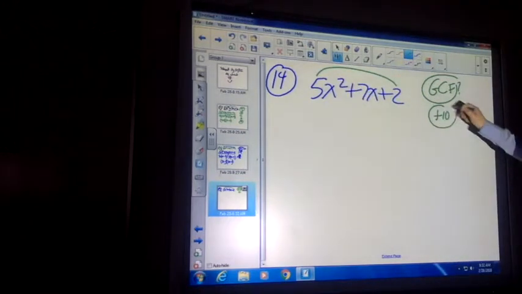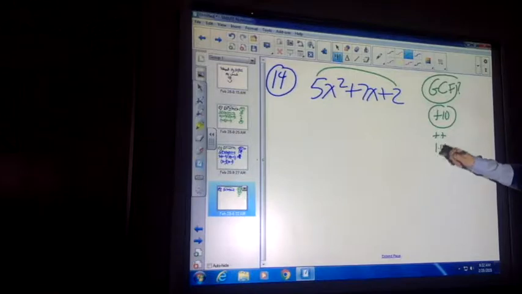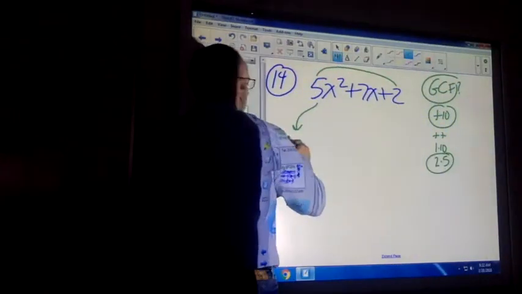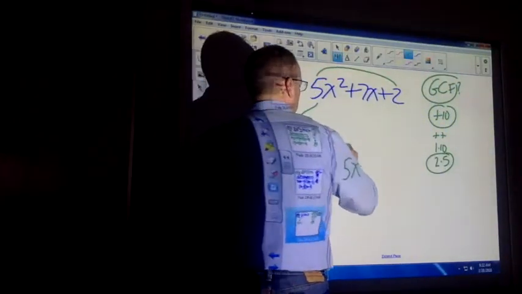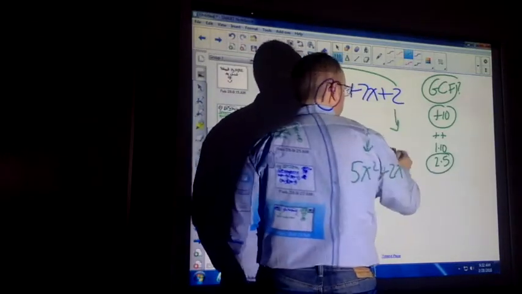So if it's positive 10, what can you tell me about the signs, and how do we know? They're both positive, because all of the signs in the problem are positive. So our factors of 10 are 1 times 10 and 2 and 5. And 2 and 5 will work if they're both positive. So remember this comes down, 5x squared plus 2x plus 5x. And that last term comes down, plus 2.